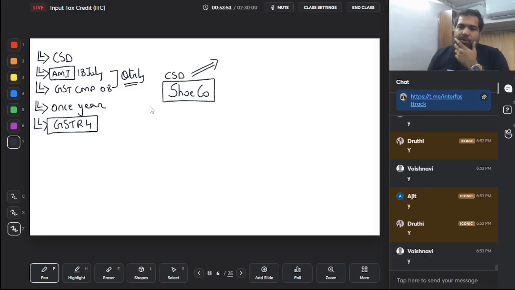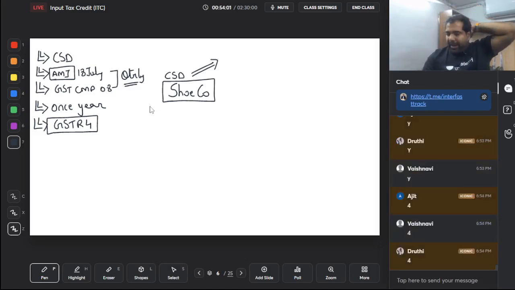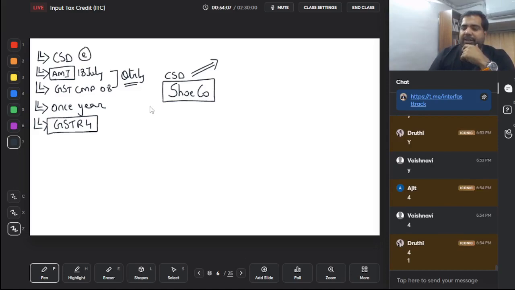Guys, please watch out. This is the composition scheme. How many times do they wake up? 4 times. They pay the GST, they go back to sleep. They pay the GST, they go back to sleep. And when is their main return to be filed? Only once a year. That's why I call this scheme very easy. They have to file GSTR 4 only once in a year, by 30th April after the year ends.